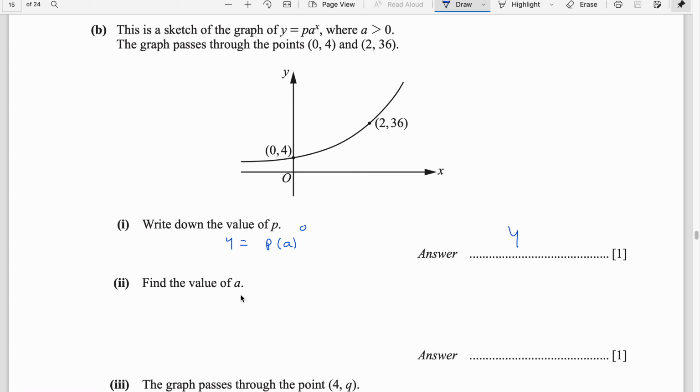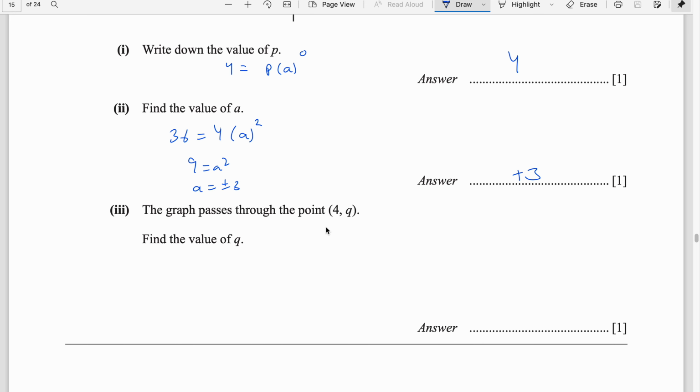Find the value of a. Again copy the equation and use this second given coordinate. Y is 36, P is 4, A is unknown, and X is 2. So 36 by 4 is 9 equals A square. Square root on both sides is plus minus 3, and it is given that A is positive, so only plus 3.